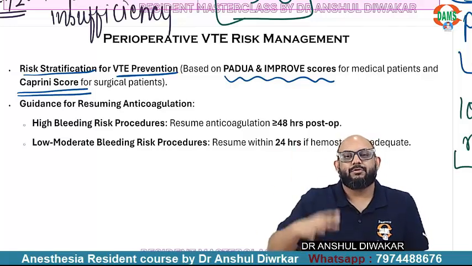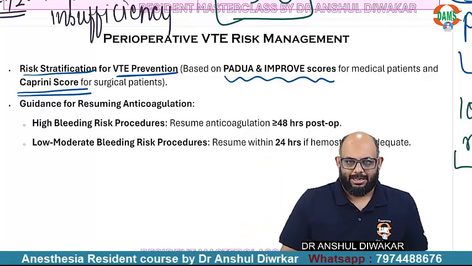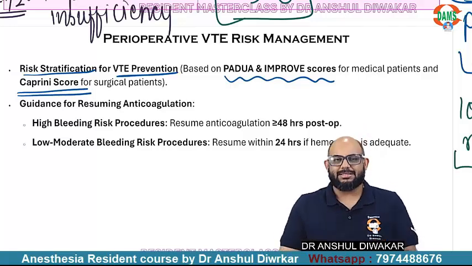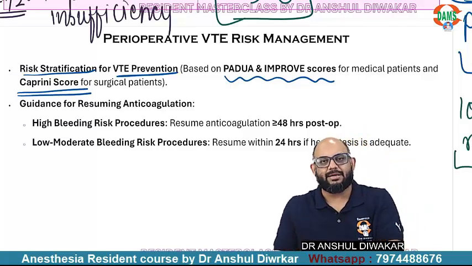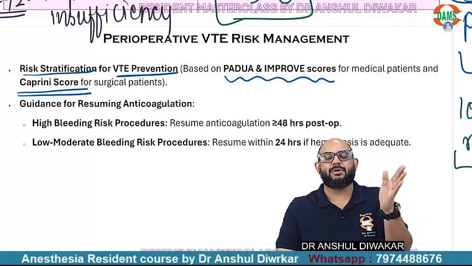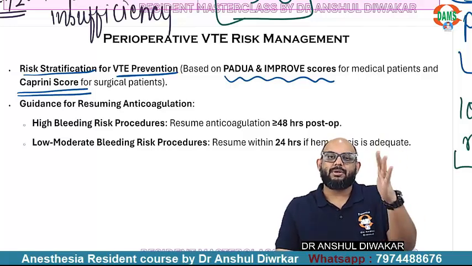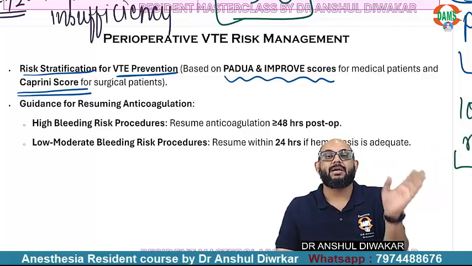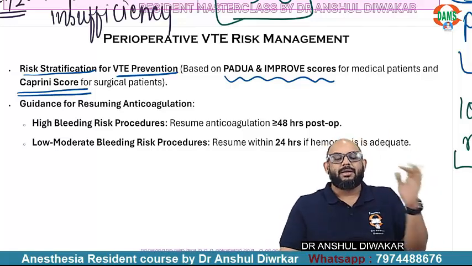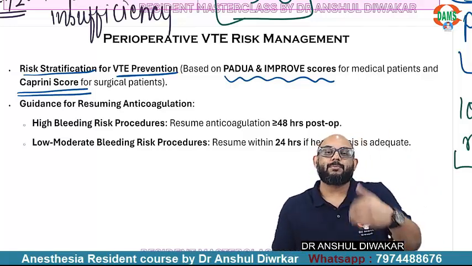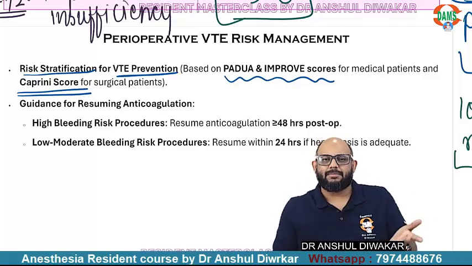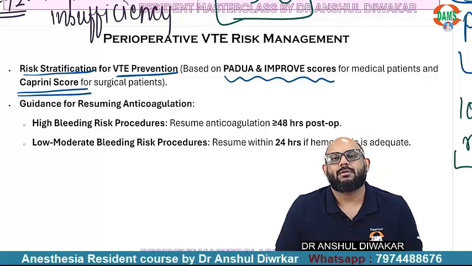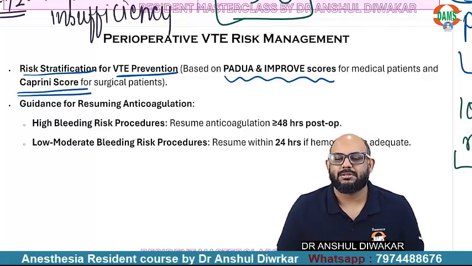For bleeding, we use an improve bleeding tool that I will show. For surgical patients, you have Caprini. Now you will say, sir, why are they using a different guideline? This is a different guideline because they are looking from the perspective of non-cardiac surgery. So they are looking at their risk patients, patients with mechanical heart valves, with atrial fibrillation, with previous history of VTE. So they are using their method. Here we are talking about patients who are posted for surgery. So whatever reason that might be, because it is neuraxial anesthesia, they are using Padua improve for some medical patients and Caprini for surgical patients.